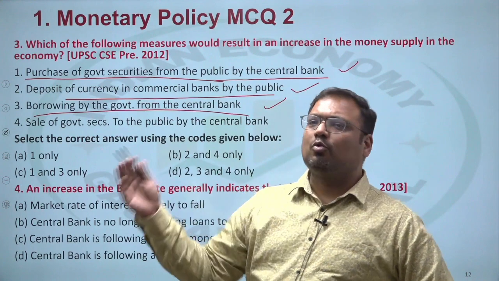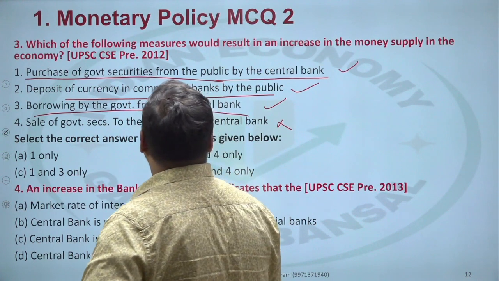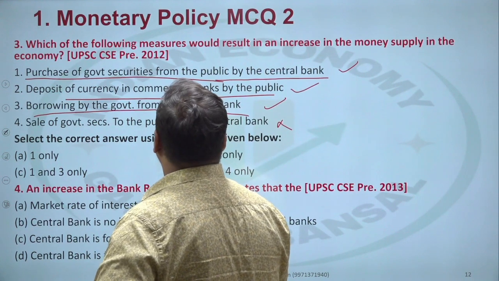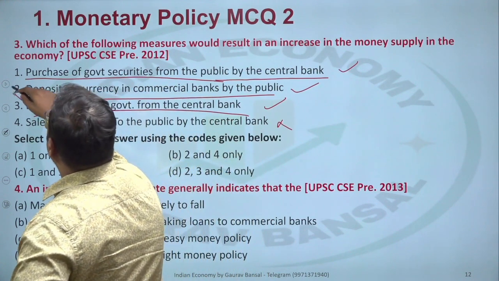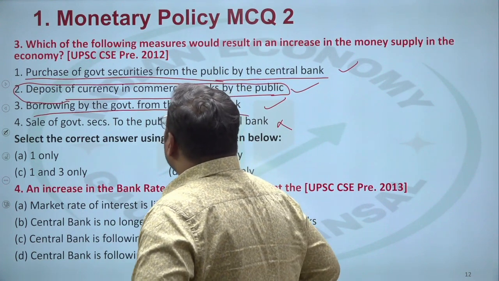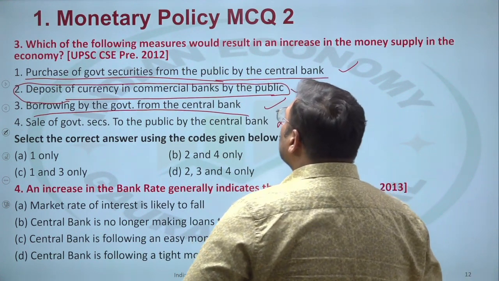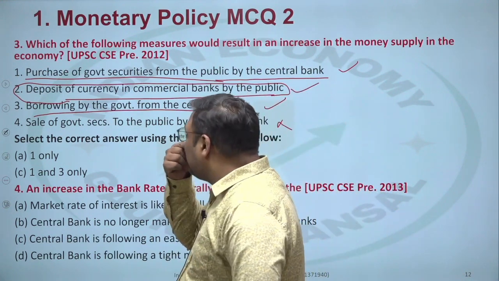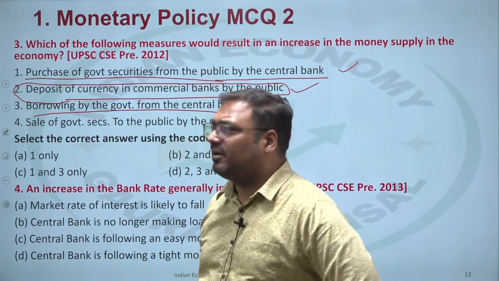Money will shift from public to government. Okay, now this particularly option 2 we have to check out. It looks correct in the first go, but if we review the situation, deposit of currency in the commercial banks by the public will change the money supply in the future, but will not result in an increase immediately.